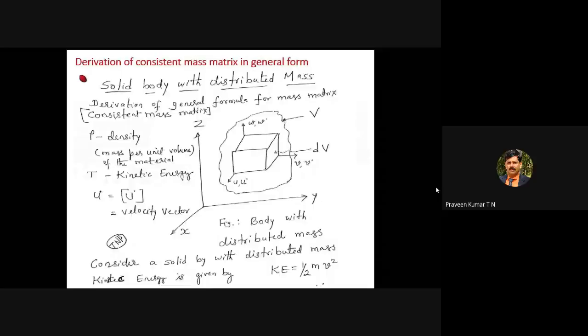So today we are discussing the mass matrix. Already we have used the mass matrix for the beam element as well as the bar element. So we are discussing dynamic analysis. In the case of dynamic analysis, there is one more force, that is the inertia force. The inertia force is given by mass into acceleration.